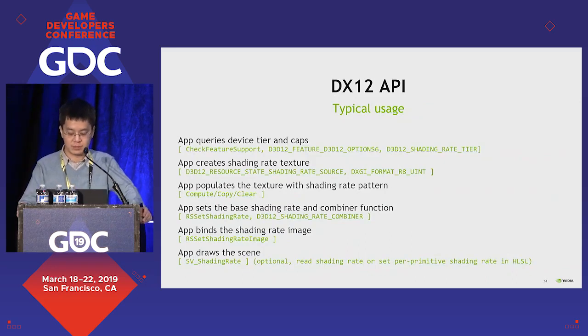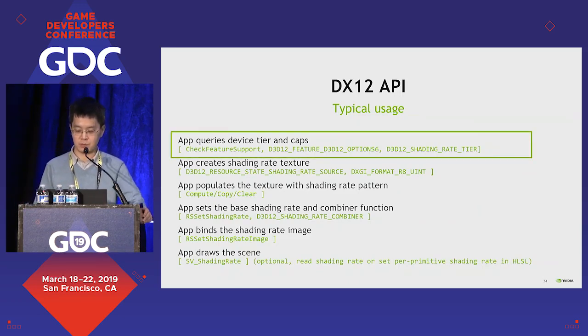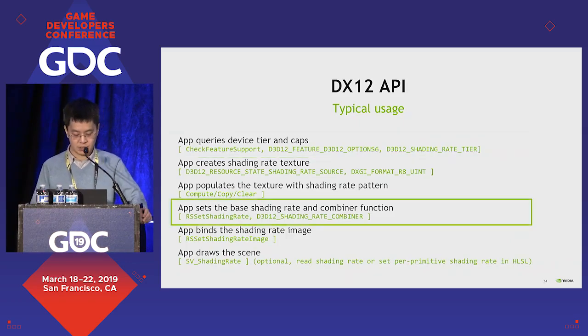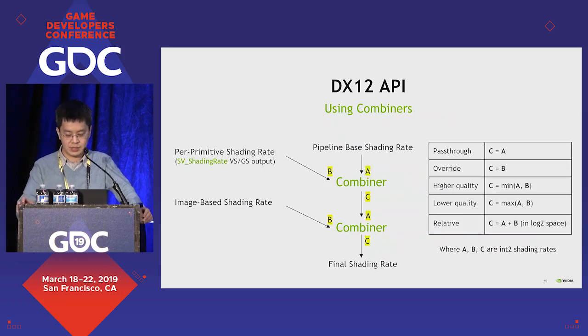Now in DX12, the API is designed to abstract this feature from multiple IHVs. So therefore, the feature support is split into multiple tiers, which you can query. On Turing GPUs, we support tier 2, which is the top level available today. There's also a special concept in DX12 called the combiner function, which you need to specify in order to enable VRS. The combiner is a fixed function mechanism to combine 3 different sources of shading rate.